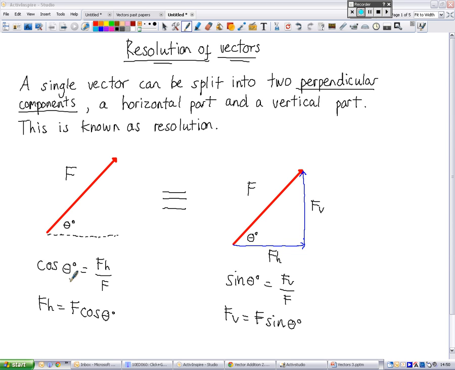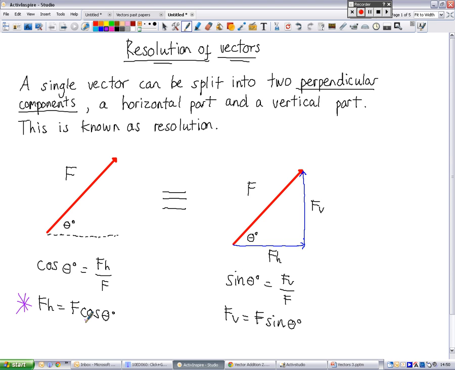So if we take cos theta, that's going to be the adjacent side over the hypotenuse. It's going to be FH divided by F. Rearrange for FH and we get our first equation here, which is FH equals F cos theta. So if we want to figure out what this horizontal component of the force is, we know what F is, we know what the angle is, then this is the equation we use.